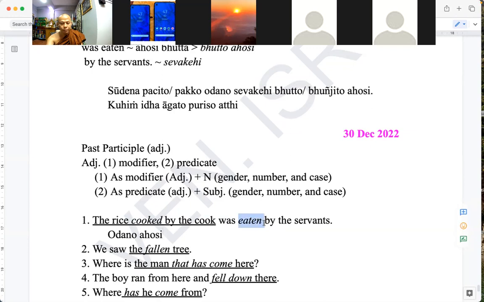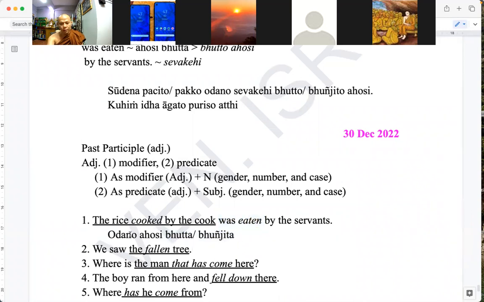Now, "eaten". "Eaten" is the past participle form of "eat". That "eat" in Pali is bhunjati. So the past participle form of bhunjati is bhutta or bhunjita. Okay, so bhutta or bhunjita. This is a past participle, right? But here it is used in a predicate function, together with the verb "to be".